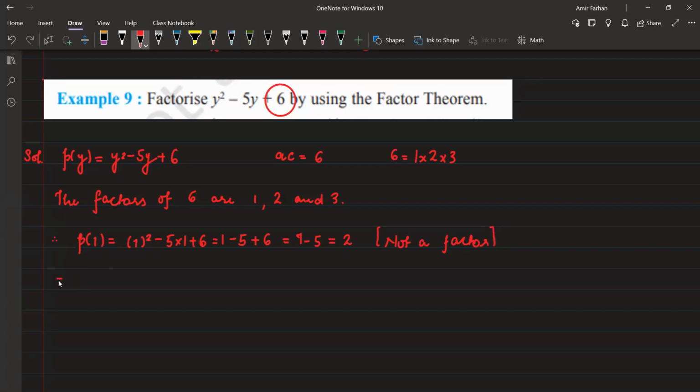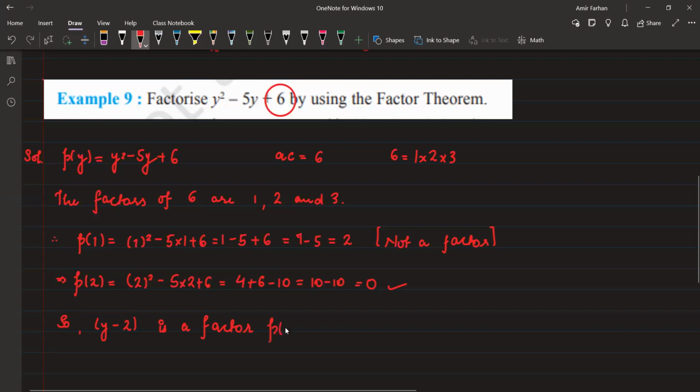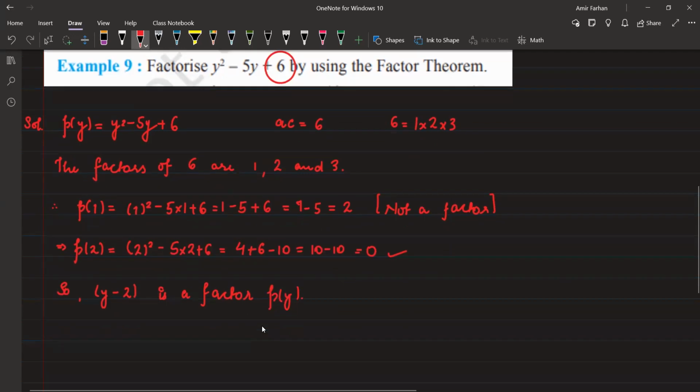Next, substitute the value of 2. P of 2 is equal to 2 square minus 5 into 2 plus 6, which is 2 square is 4, plus 6, minus 10. 10 minus 10 is equal to 0. Yes, it is making the polynomial 0. So this will be a factor of this polynomial. So what you will write here: y minus 2 is a factor of p of y. Clear, Arya and everybody? Yes, sir.